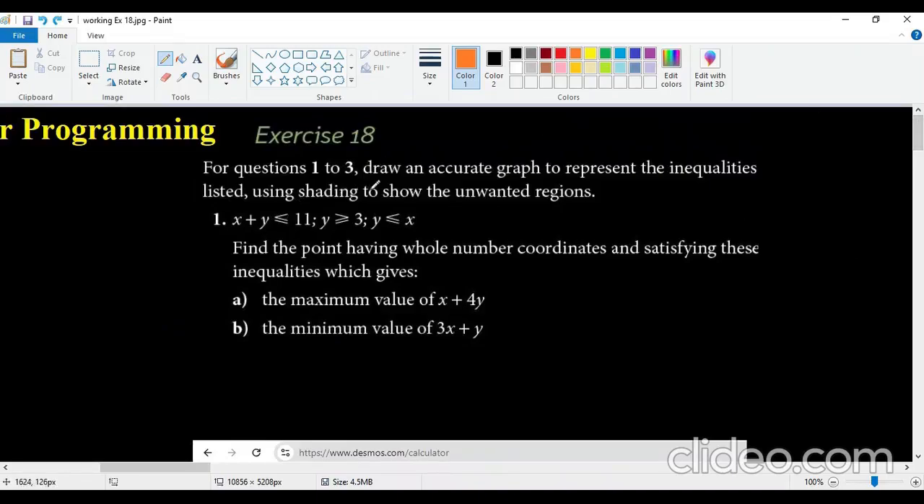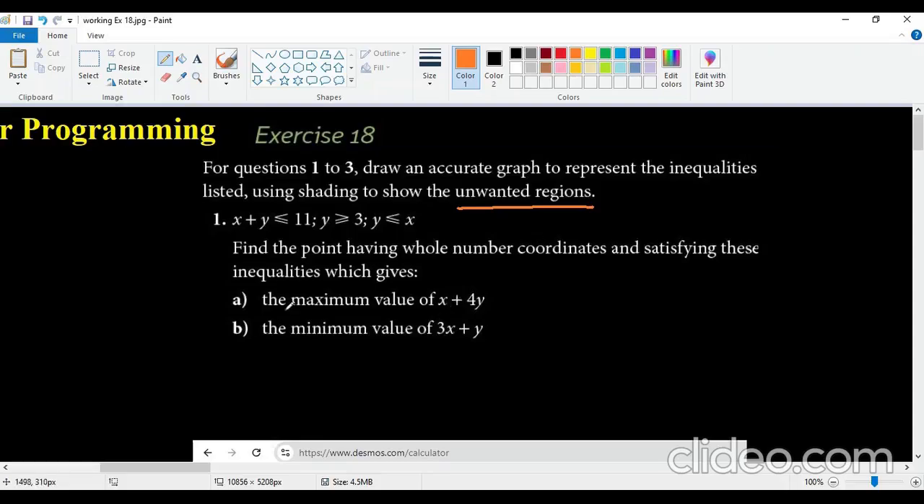Now, here it says for questions 1 to 3, draw an accurate graph to represent the inequality listed, using shading to show the unwanted region. This is a very important and crucial part in linear programming. This actually gives you a clear picture, or in a way a clear answer, to the question being asked.